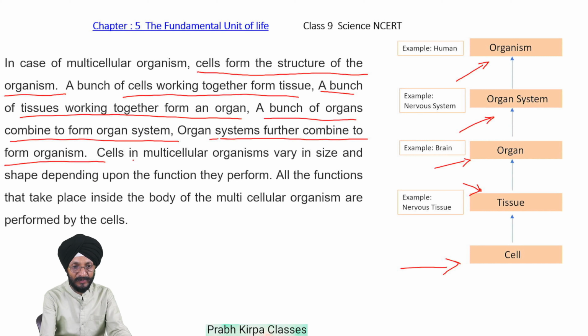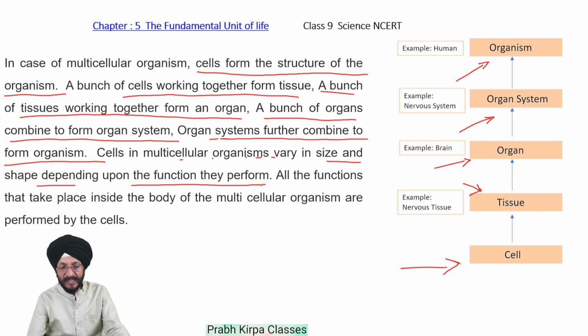Cells in multicellular organisms vary in size and shape depending on the function they perform. Some cells in multicellular organisms are short, some are long. The size and shape of the cell in any multicellular organism depends upon the function it performs. We will discuss the shape and size of the cells in the coming slides.